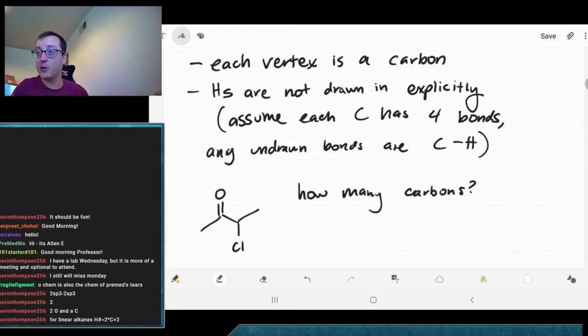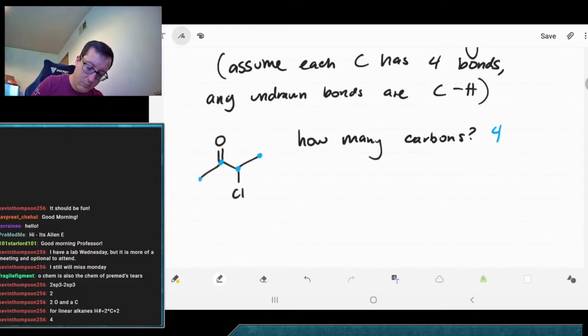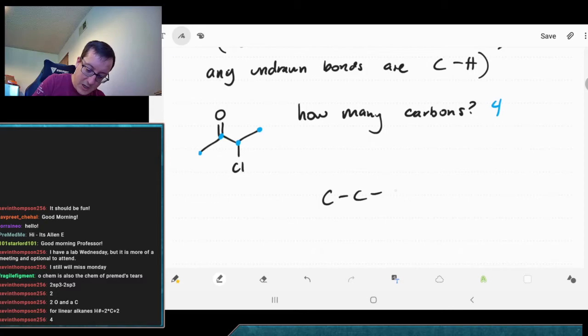Well, for this, we're looking at how many vertices, right? So we're going to see we have 1, 2, 3, 4. And indeed, yes, we're going to have 4 carbons in this particular molecule. Every vertex there, which I've now put a little dot on so you can see them. So if we're going to draw this as a Lewis structure, we can start by putting our chain of 4 carbons on.